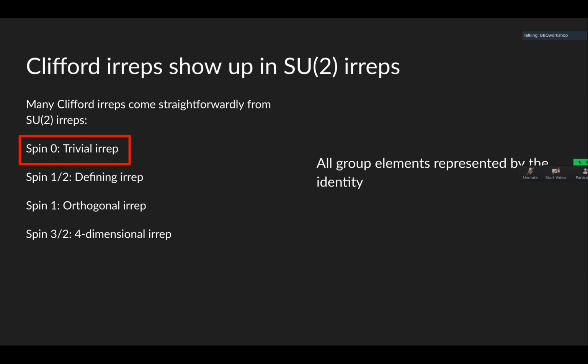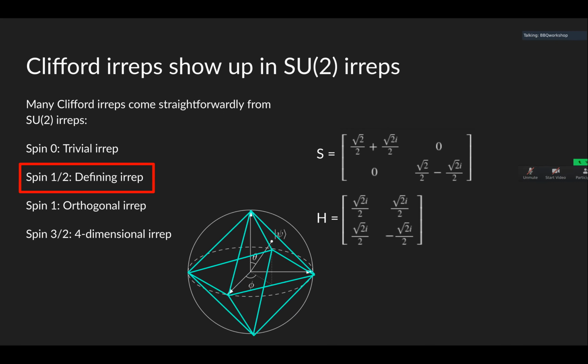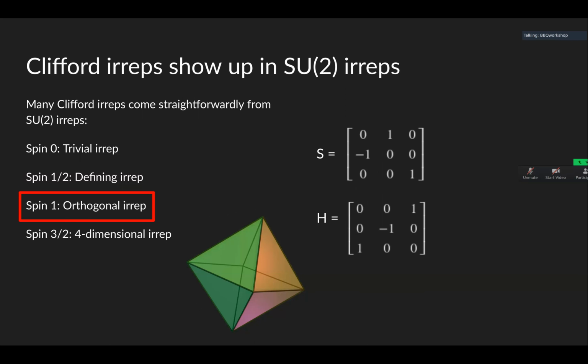So the nice thing about these irreps of the Clifford group is that most of them come very straightforwardly from irreps of SU2. So of course, there's the trivial irrep of the Clifford group, which corresponds just to the trivial irrep of SU2 in spin 0, just a one-dimensional system. The spin 1/2 SU2 irrep corresponds to the ordinary irrep that we think about when we think about the Clifford group as 2x2 complex matrices. And if you go up to spin 1, you get an orthogonal irrep of the Clifford group, which orthogonal here just means that I can write all my matrices.